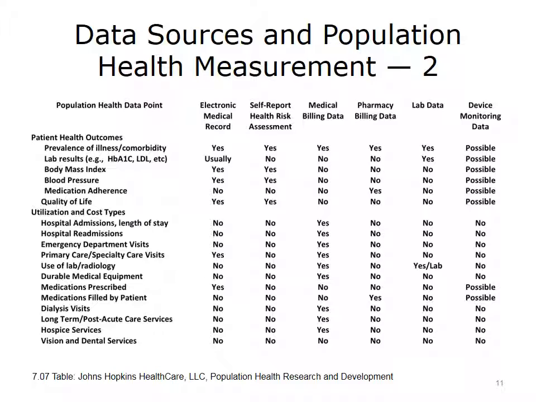On medical billing data, however, we can have most of the cost and utilization types identified, because facilities are billing for those services. So we will have ICD-10 diagnoses that allow us to capture prevalence of illness and comorbidity. Generally, we will not have lab results, BMI, blood pressure, etc. on medical billing and pharmacy billing data. What we can get additionally from pharmacy billing data is data on medication adherence. This is usually measured as what we call a "medication possession rate."